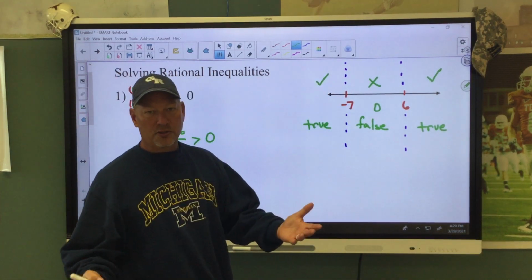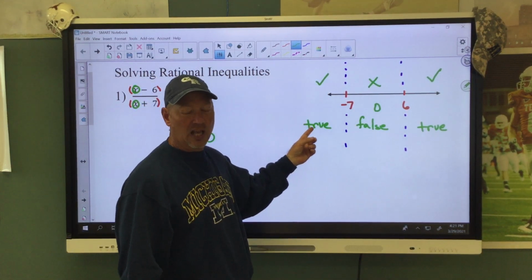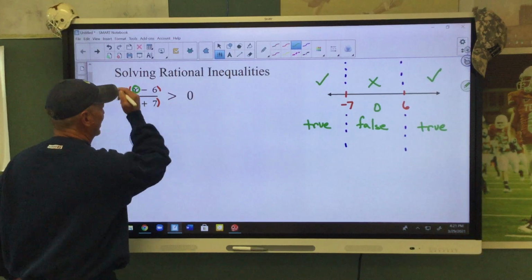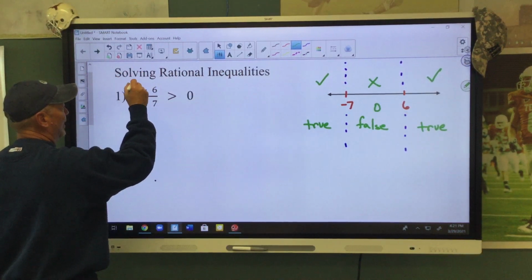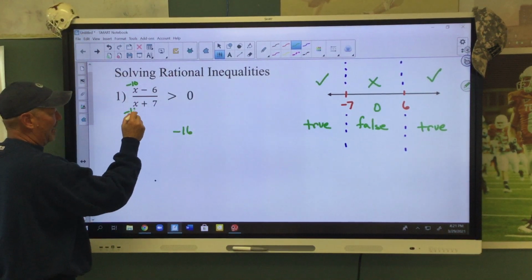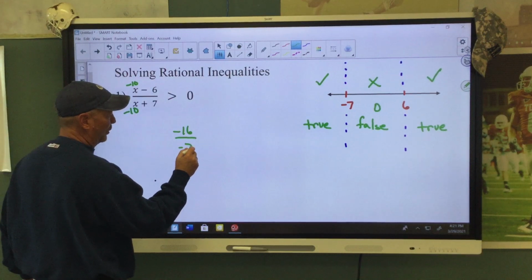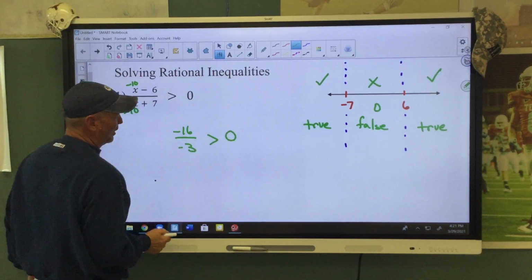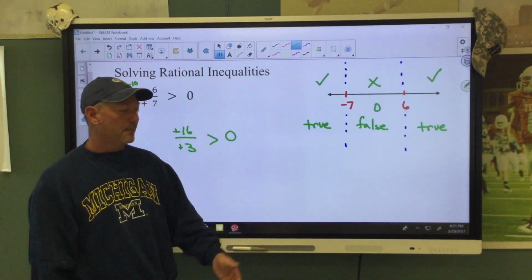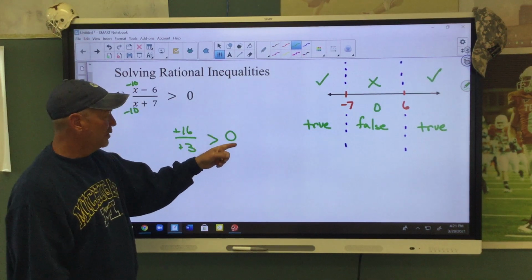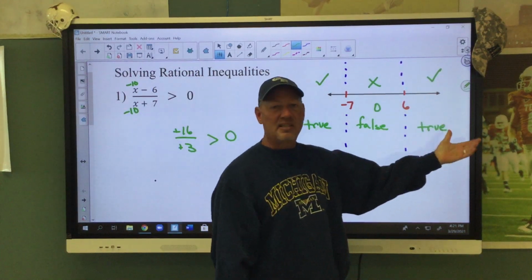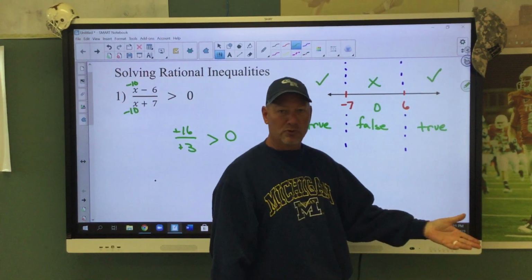All right? Just so you understand what I'm saying, I'm going to pick a number from this section. I'm going to pick negative 10. Okay? So let's see what happens when we substitute in a negative 10. Negative 10 minus 6 is a negative 16. Negative 10 plus 7 is a negative 3. A negative divided by a negative is a positive. But this positive will be greater than 0, so this is why this is a true statement. And likewise would happen if I plugged in, say, the number 10 over here. In this zone, it would make a true statement.